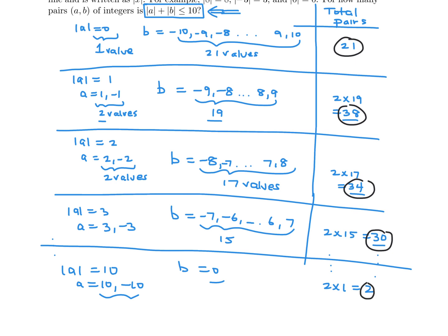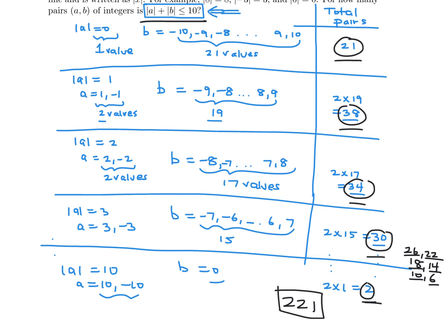So it would be 26, 22, 18, 14, 10, 6, and then 2. So you add these all up. So 21, 38, 34, 30, 26, 22, 18, 14, 10, 6, and 2. If you add them all up, you would get 221. And that is the total number of pairs that would satisfy that inequality.